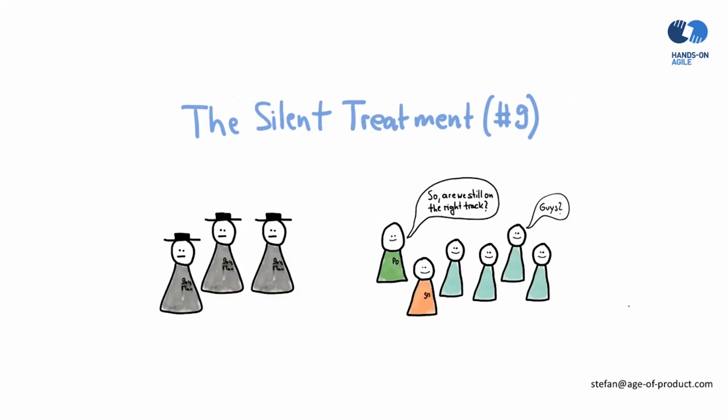Number 9, the silent treatment. The stakeholders are passive and unengaged. Tricky thing when the Scrum team is supposed to collaborate with the stakeholders to figure out what to build next. There are some ways how you can adjust this.